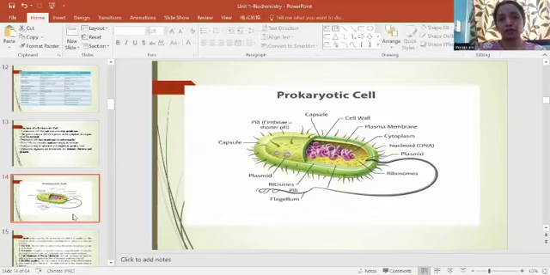So this is the structure of your prokaryotic cell. As you can see, it has a capsule, cell wall, plasma membrane, cytoplasm, and nucleoid, which is mentioned, and circular DNA, which was already mentioned during the difference.